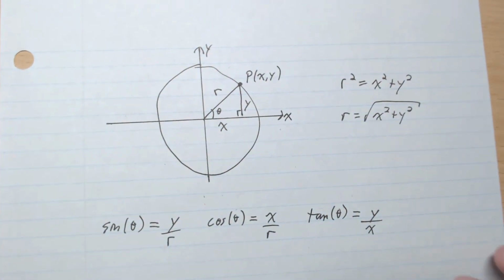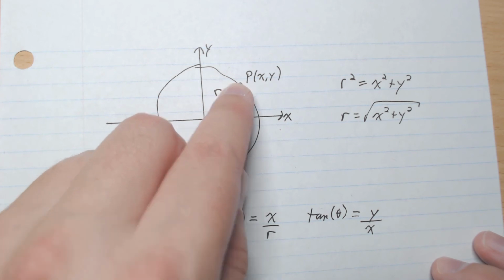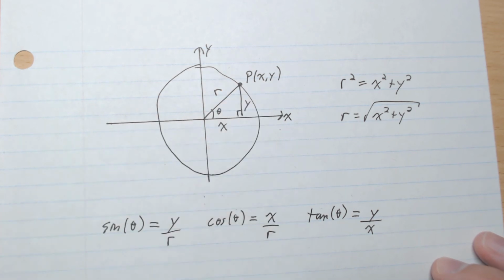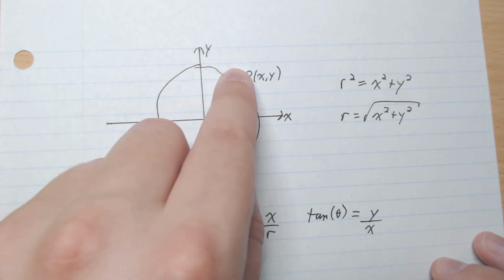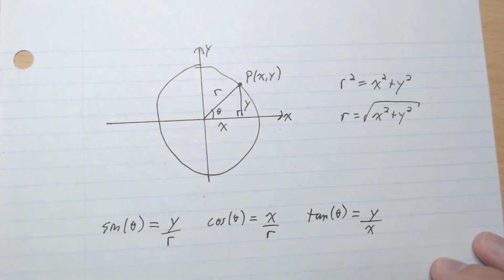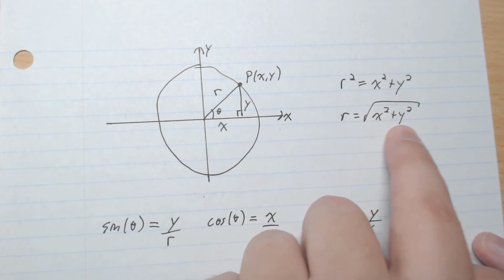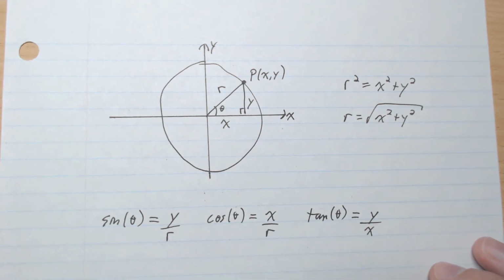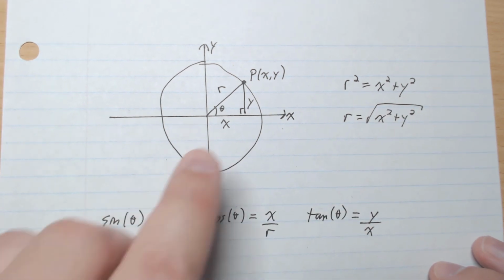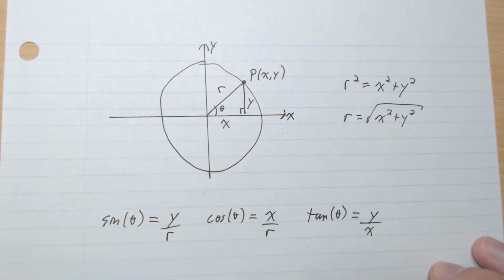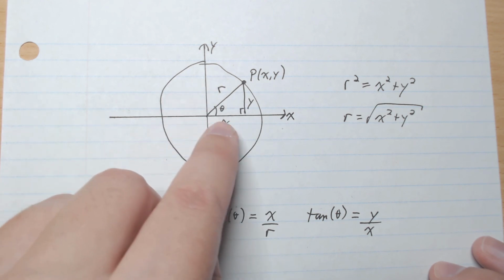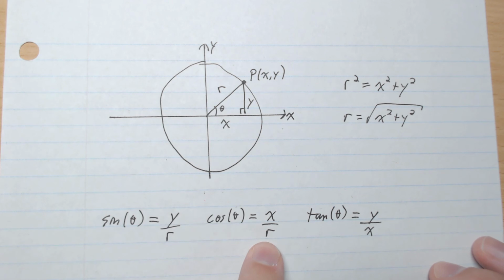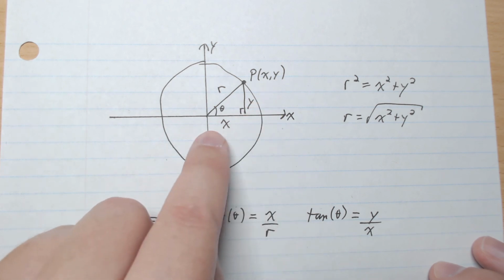All right, so back on a circle here where we have a certain point P, x comma y. The radius is r, and so we notice that we have x squared plus y squared equals r squared, like that. So we can isolate r to be root x squared plus y squared. Sine of theta, opposite over hypotenuse, so y over r. Cos of theta, adjacent over hypotenuse, so x over r. And then tan, y over x, like that.